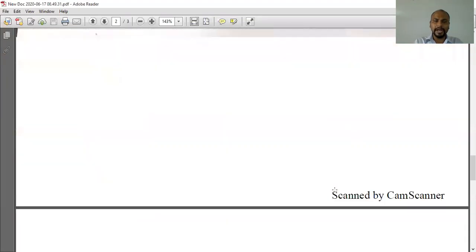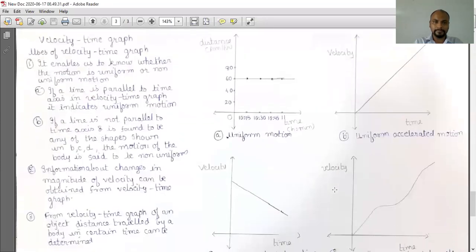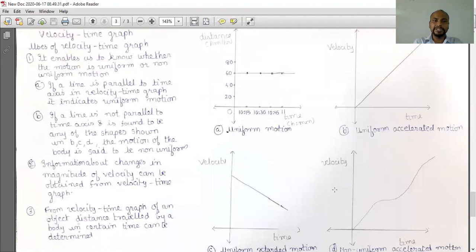Moving on further, the next topic is the velocity time graph. In the velocity time graph, we represent time on the x-axis, whereas velocity on the y-axis, because time is the independent variable quantity, whereas velocity and distance are dependent variable quantities. Now moving on to the uses of the velocity time graph, it enables us to find whether the motion of the body is uniform or non-uniform motion.